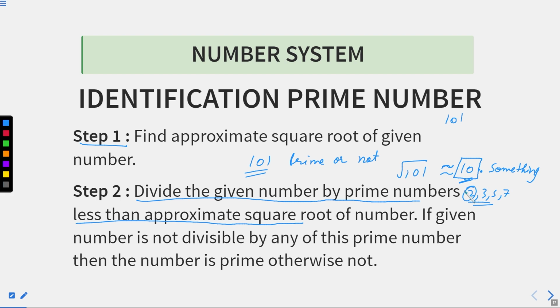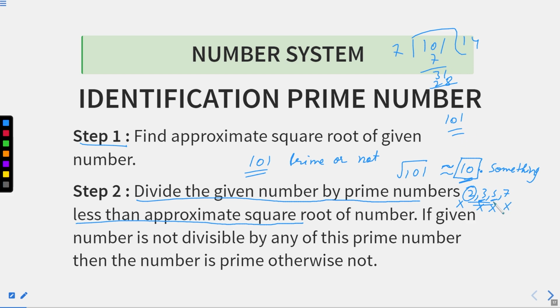Does 2 divide 101 completely? No, because it is not an even number. Does 3 divide? No. Does 5 divide? No. Does 7 divide 101? Let's see. If you are not getting it, let's just do the long division method. 7 threes are 21, no. So one can easily see that 7 also doesn't divide 101 exactly.